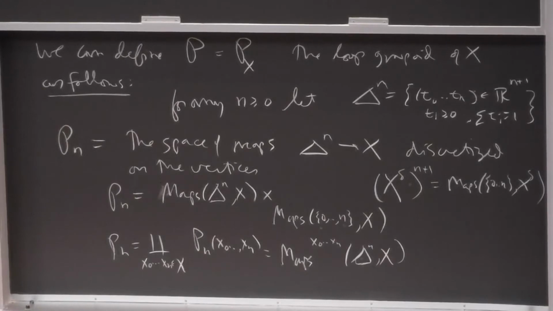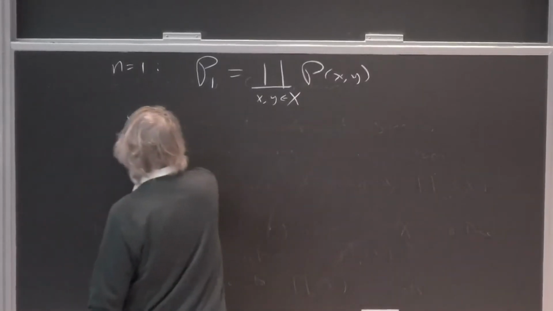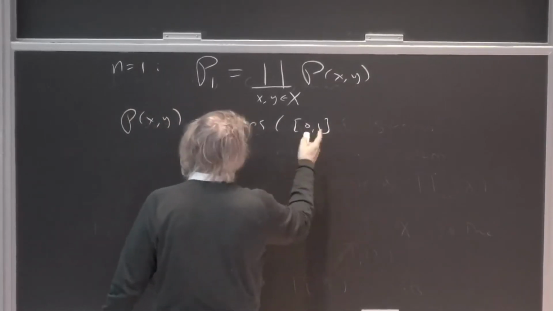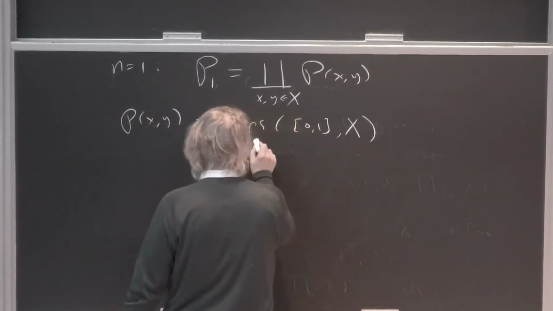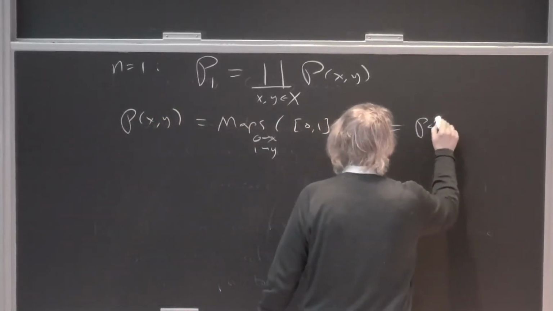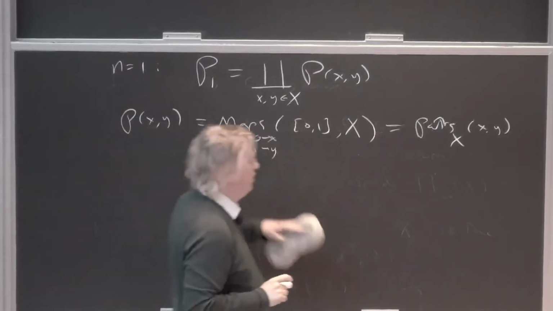So let's see what happens for n equals 1. For n equals 1, P1 is the disjoint union of P of xy, and P of xy is maps from [0,1], that's the simplex, into X, which send 0 to x and 1 to y. And this is just paths in X from x to y. So P1 is just the disjoint union of the spaces of paths.